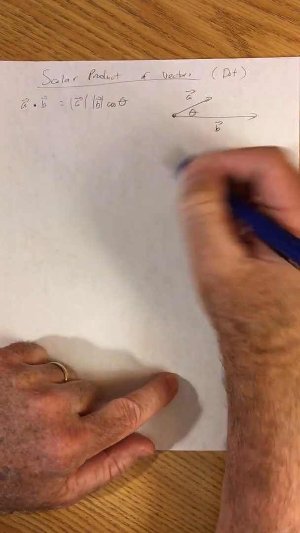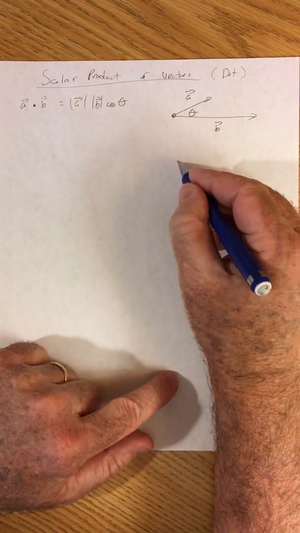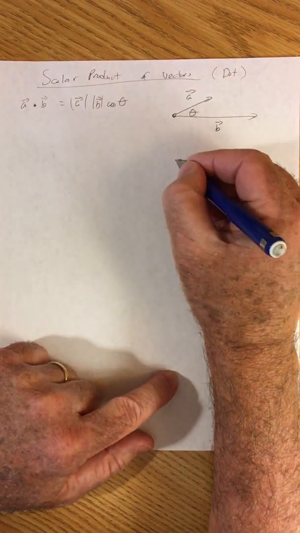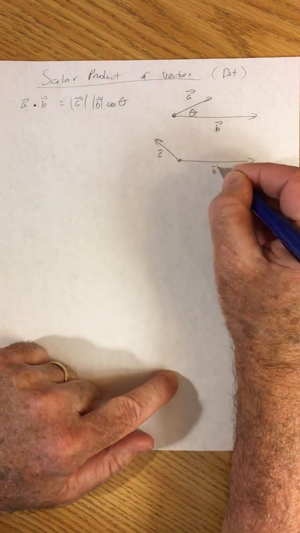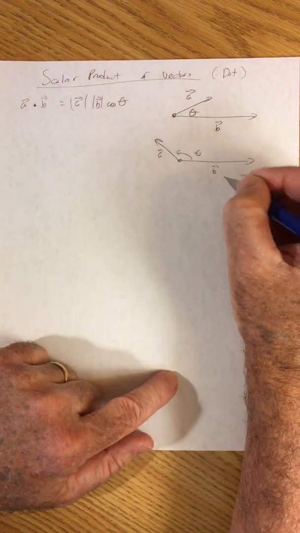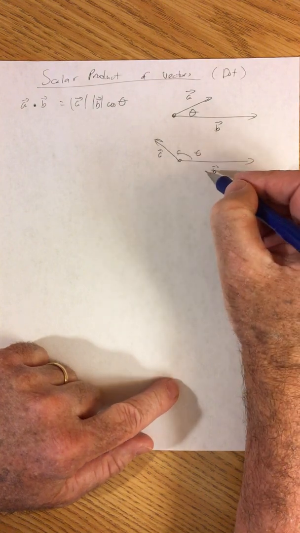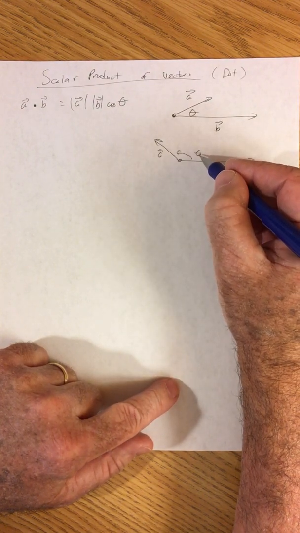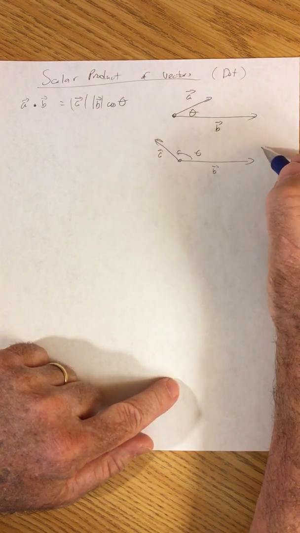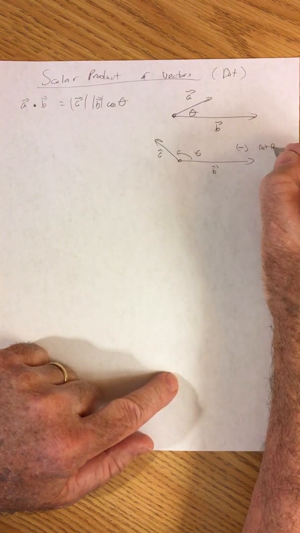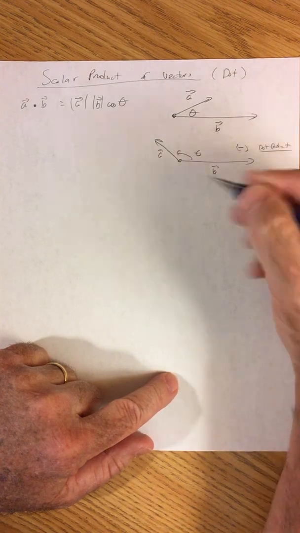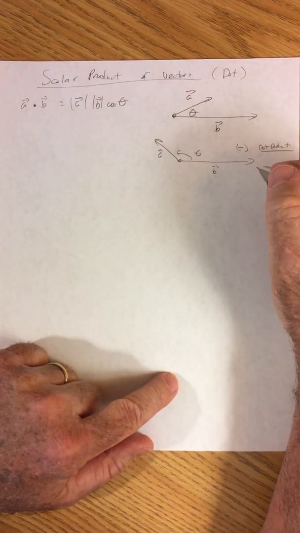Okay. Now, a couple things about this. If the diagram looked like this, here's theta. Since that theta is obtuse, the cosine of an obtuse angle is a negative. So this would have a negative dot product. And there's nothing against having negative dot products.